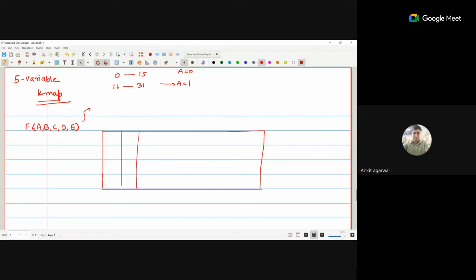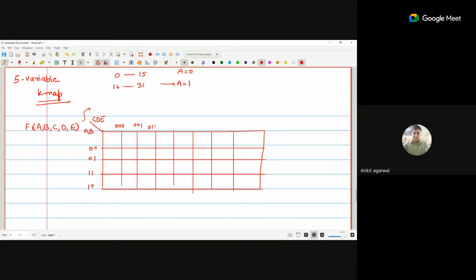Either I create a single map with the variable columns A B C D and rows 0 0 0, 0 0 1, 0 1 1, 0 1 0, 1 1 0, 1 1 1, 1 0 1, 1 0 0, and we take the groups in this way. Our second method is that we treat it as two separate maps.